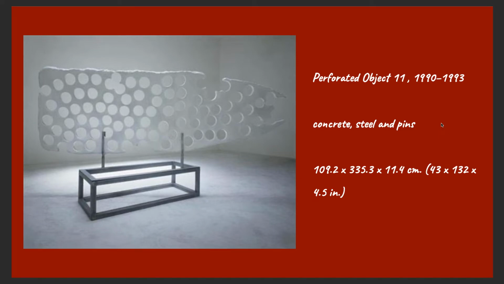Perforated Object Number 11. So this is made of concrete, steel, and pins. When we look at the materials list, we see that this is made out of concrete, but the base that it's standing on is part of the artwork as well. So it's talking about the steel base, and the pins are probably what's holding it all together.